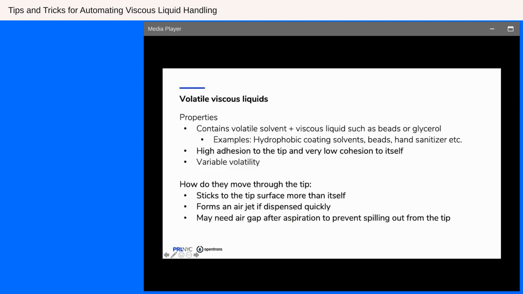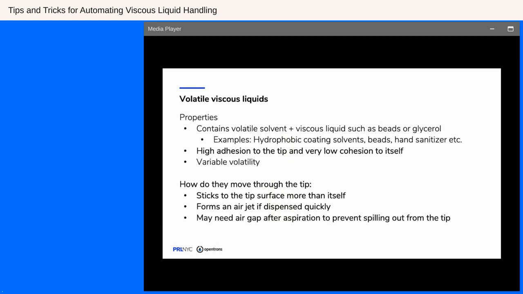Now, let's look at what happens with volatile viscous liquids. Volatile viscous liquids are essentially solvents mixed with some kind of bead solution or maybe glycerol. For instance, hydrophobic coatings, or maybe beads, or hand sanitizer would be the easiest example.